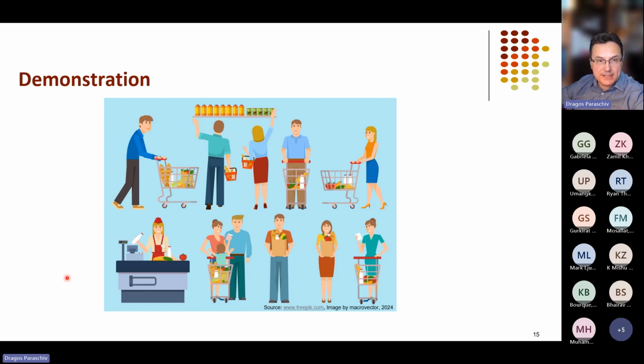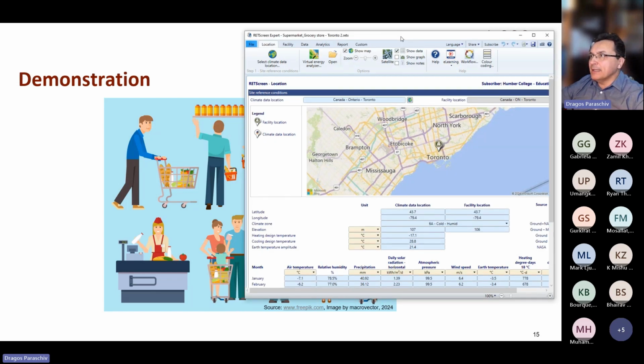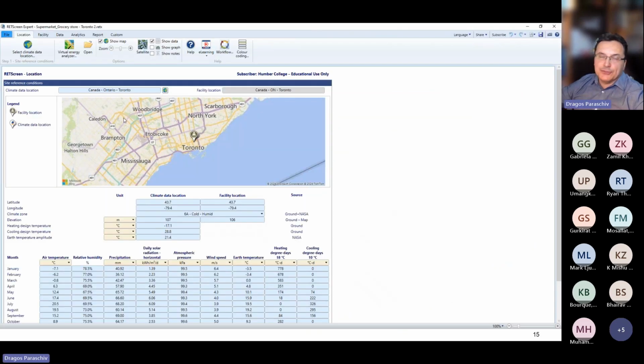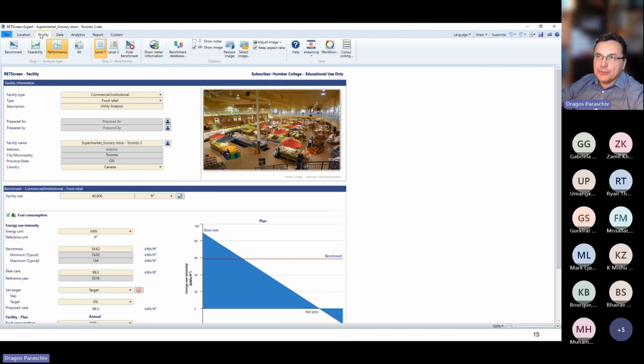So I'll switch from the PowerPoint presentation to RETScreen. I'm going to use a RETScreen example of a project in a Toronto area location. So for this project, we have a grocery store. We have a certain size of the store, typical for our market here.